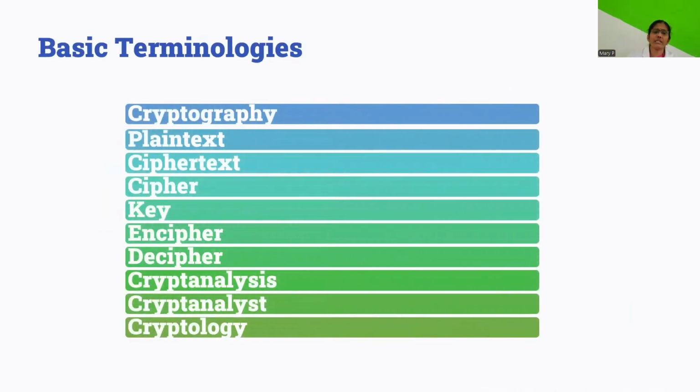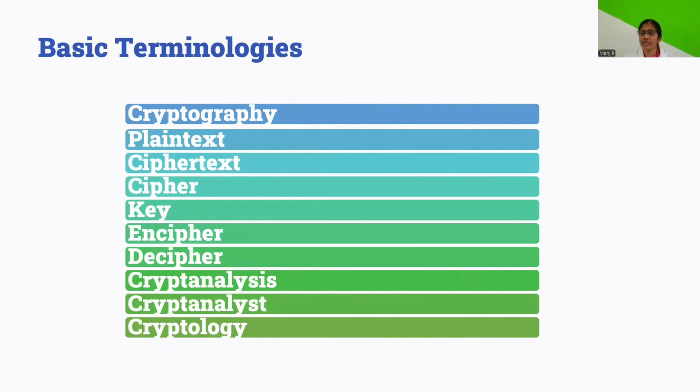So what are the basic terminologies used for cryptography? Now we discuss some basic terminology: cryptography, plain text, ciphertext, what is cipher, what is key, what do you mean by encipher, what do you mean by decipher, what is cryptanalysis, what is cryptanalyst, then cryptology. So these are the basic terminology we now discuss. Okay.